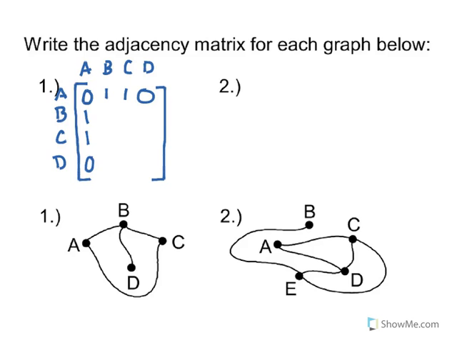All right, is B connected to B? No. Is B connected to C? Yes. Is B connected to D? Yes. So that's 1, 0, 1, 1. Going down, we have to have 1, 0, 1, 1. Is C connected to C? No. Is C connected to D? No. And then is D connected to D? No. All right, so this is the adjacency matrix that goes with this.